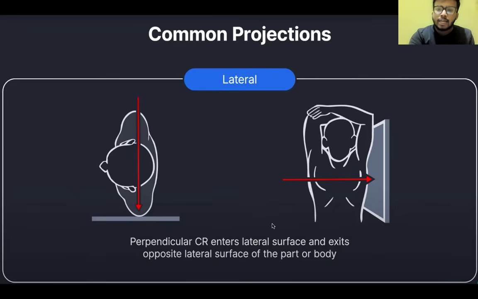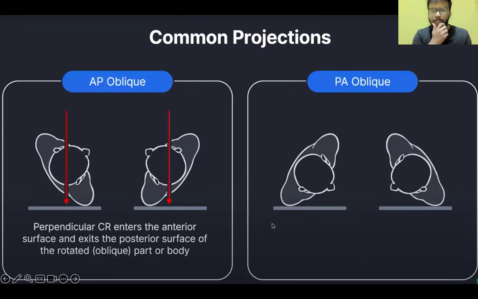Now we are going to discuss the oblique projections, AP and PA oblique. Keep in mind, oblique is nothing but a rotated part or body. If the patient or the part is rotated, then we call that projection oblique. Clear? Yes.